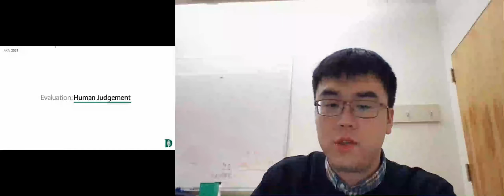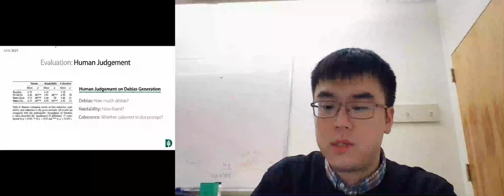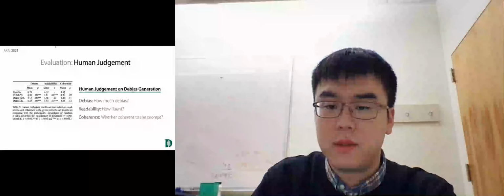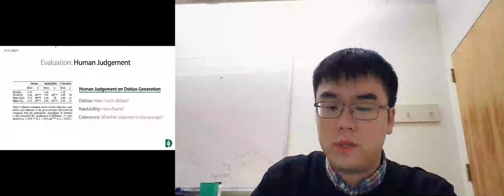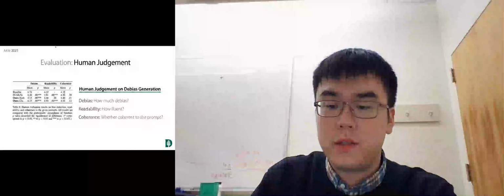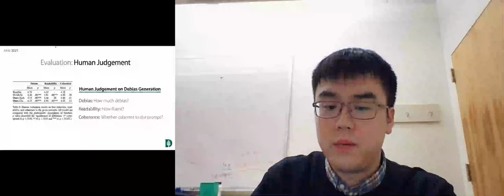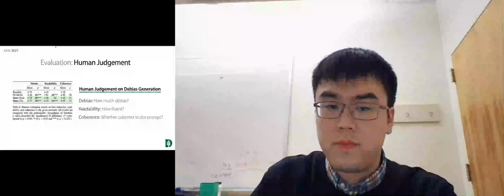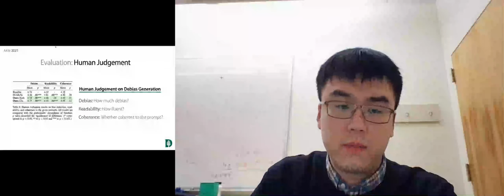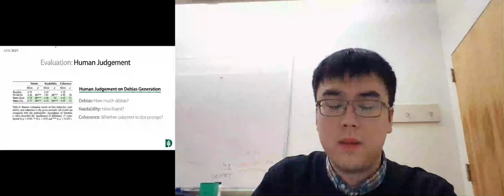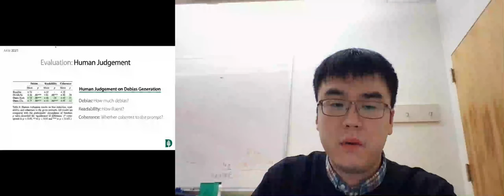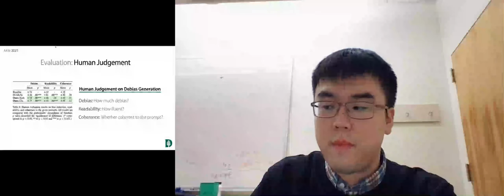We also conduct human judgment evaluation. We study 3 perspectives: d-bias, which means how much d-bias after using our method; readability, how fluent our d-bias generation is; coherence, which means whether or not our d-bias generation is still coherent to the writing prompts. We find that our d-bias method indeed decreases the bias and also keeps the same level of readability and coherence as the baseline sentences.